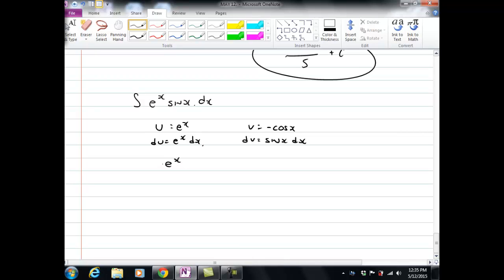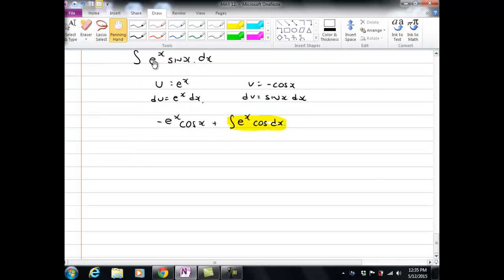So now this becomes uv, e^x, let me just write this down, negative cos x plus integral of e^x cos x dx. Now, problem is, I have to integrate this one more time because I have another integration by parts here. So if I do this whole entire thing again, this is what you get.